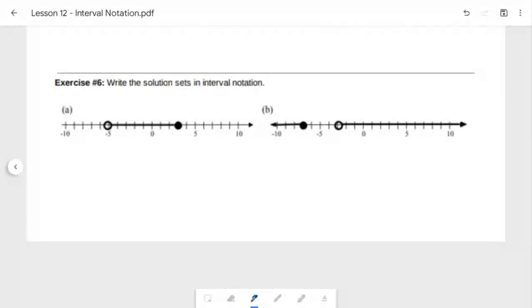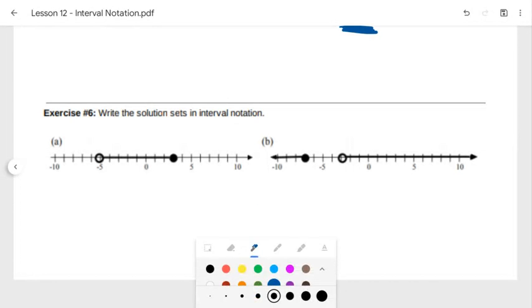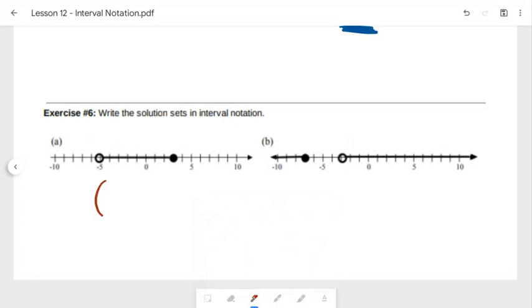One last question: write our solution sets. We just want to write our solution sets in interval notation again. So just to follow this up, remember, open circle means parenthesis at -5, and it goes to the right till we're at 3. Closed circle means included, so it gets a bracket.